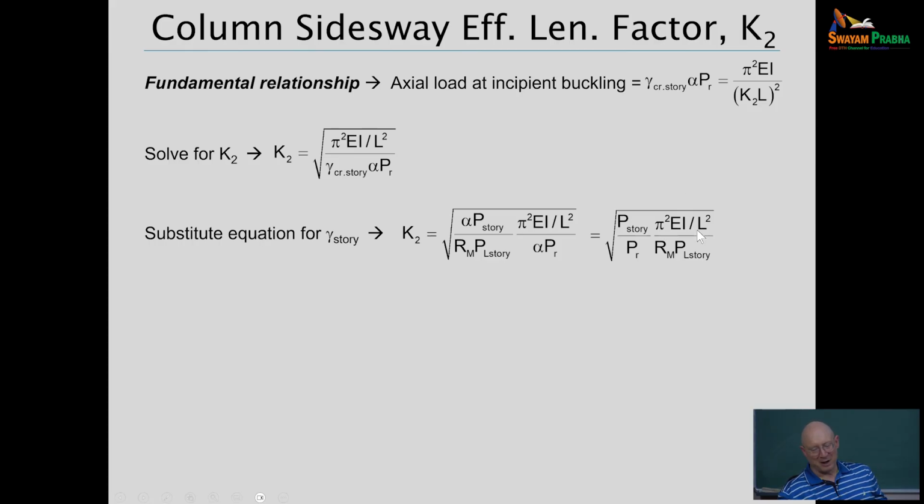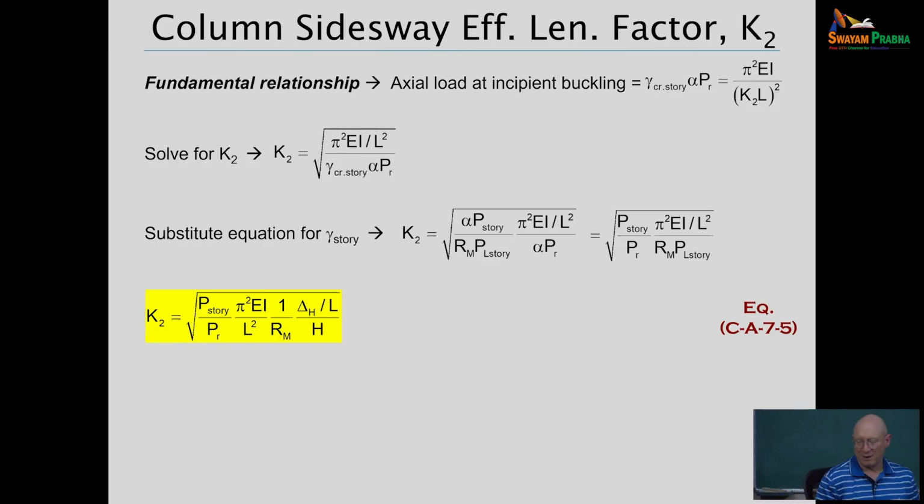We've got a pi squared E over L squared. Oh, that's just the Euler load for that column length. We've got an RM P story. Oh, that's the story elastic buckling, side sway buckling load. So if you have those, you can calculate the individual column K2. And if we write it into the form that you see here, that's one of several equations for effective length factors in sway frames that shows up in the AISC specification commentary. In my view, this is absolutely the most useful of all of them.